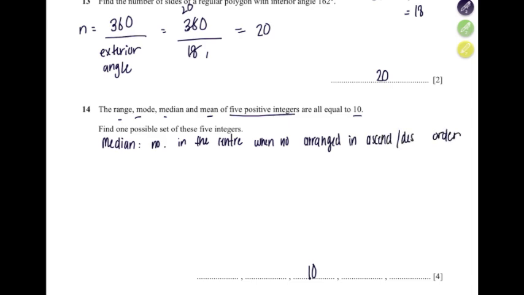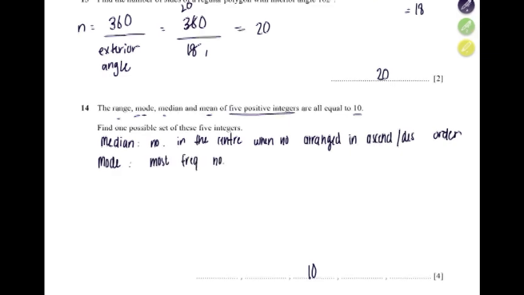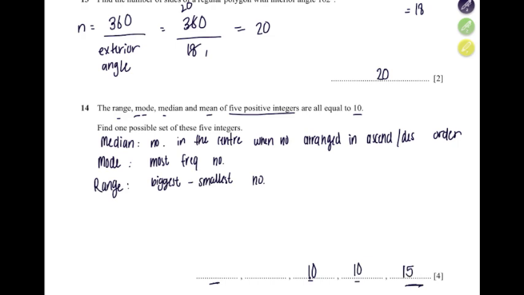Now next, mode. Mode means the most repeated number, or the most frequent number. The most frequent number is also 10. So the mean and median are set. Now they're saying the range. That means the difference between the biggest and smallest number: biggest minus smallest. Here these two are 10, so one number should be bigger than 10 and one should be smaller than 10. We can do 15 because 15 minus 5 is 10.